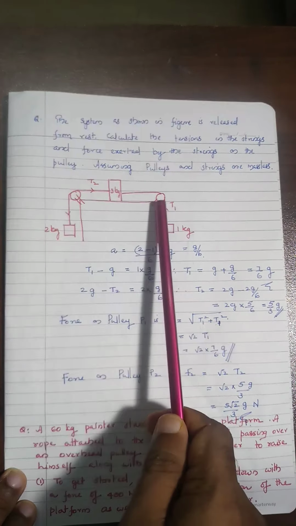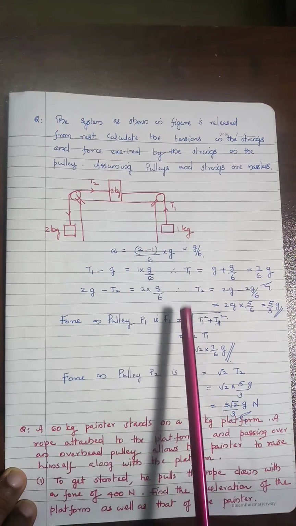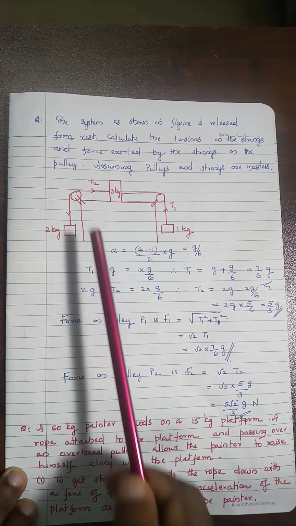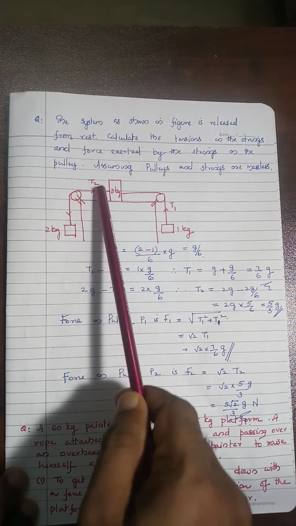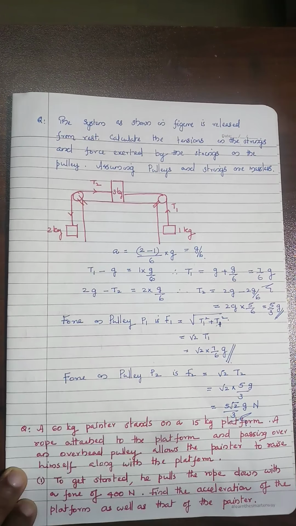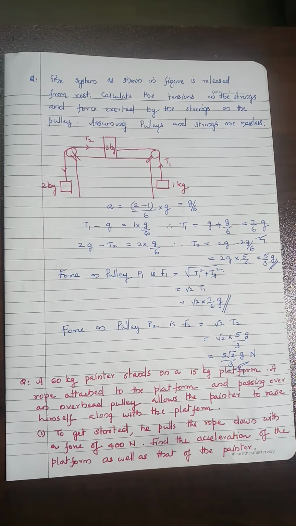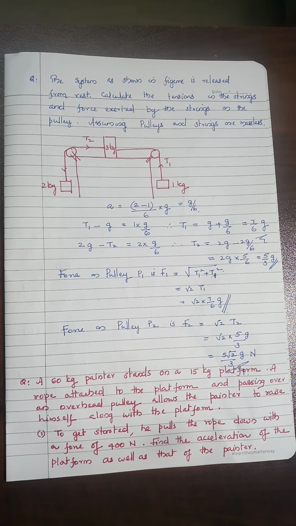So what is the reaction or the force on the pulley? Root 2 times T1. Good. And what is the force on this one? Root 2 times T2. The reason is that the two tensions make an angle of 90 degrees. Good. A very good question is waiting. You must go through it. You must study it carefully.